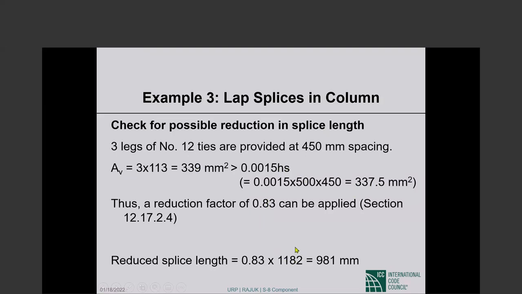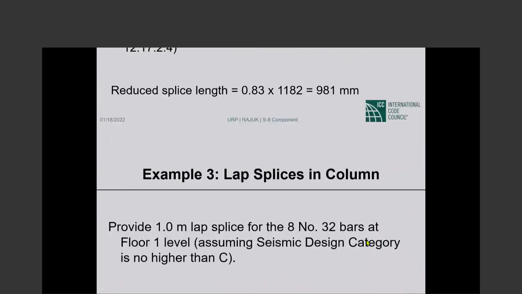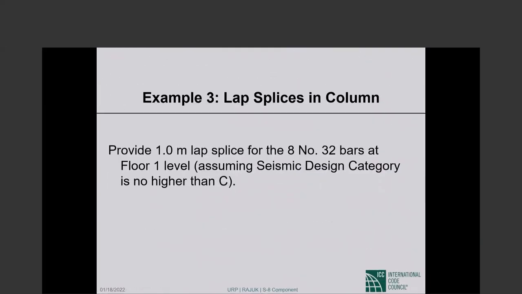So the 1182 millimeters of lap splice length comes down to 981 millimeters, at least psychologically better. It's less than a meter. So provide 1 meter lap splice for the 8 number 32 bars at floor 1 level, assuming seismic design category is no higher than C, as I mentioned previously.